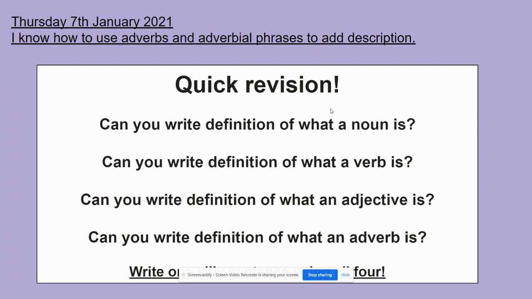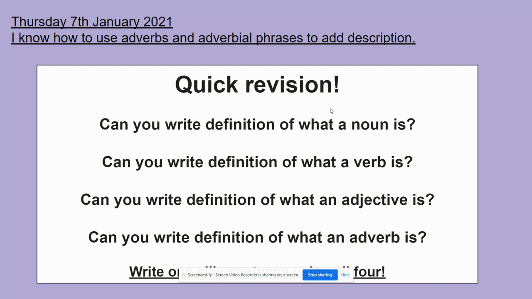So keep going. Okay, so let's start off just like we did yesterday with a bit of quick revision. So I want you to see if you can write a definition of what a noun is, then a definition of what a verb is, and then a definition of what an adjective is. You did that yesterday, so that should be pretty easy. And then today we're going to add on to that by seeing if you can write a definition of what an adverb is. Once you've done that, see if you can write a silly sentence that includes all 4.